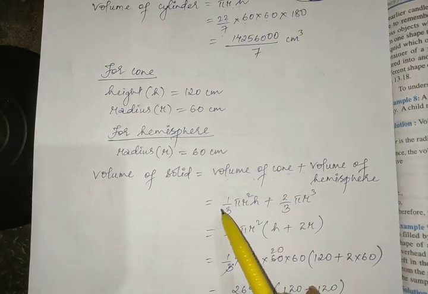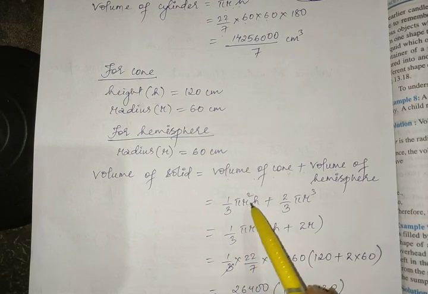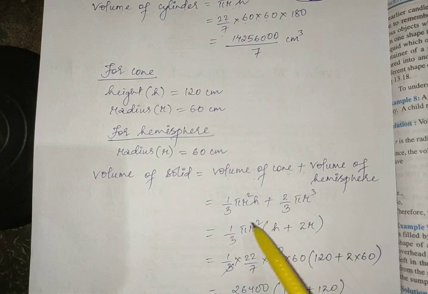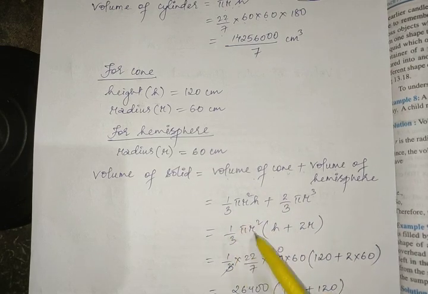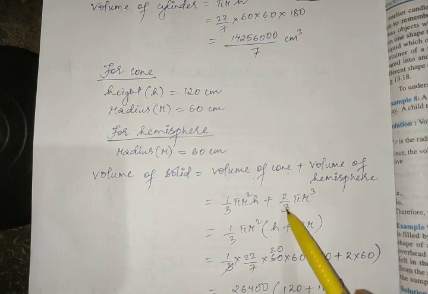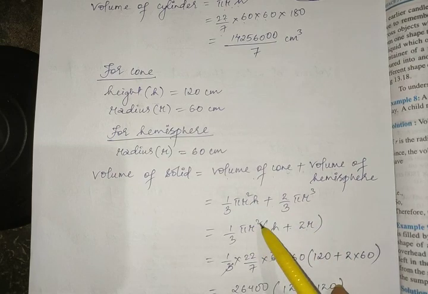So here you can see what is common. We can take 1 by 3 pi r square common from both, because the radius is same for both. Then what is remaining? From the cone, h is remaining, plus from the hemisphere, 3 is already taken, so remaining is 2 and r, because we have taken r square common. Here we have r cube, so one more r is remaining.